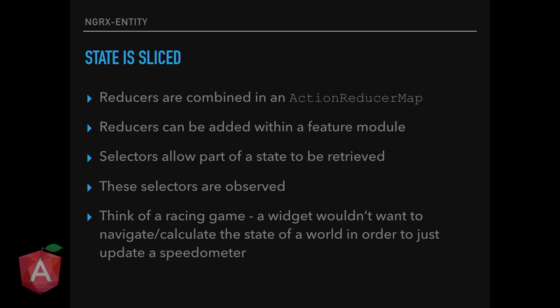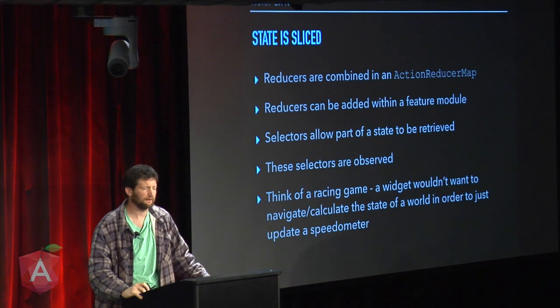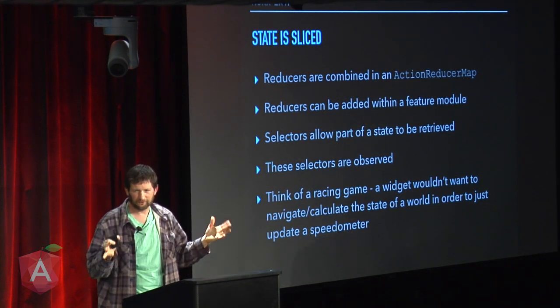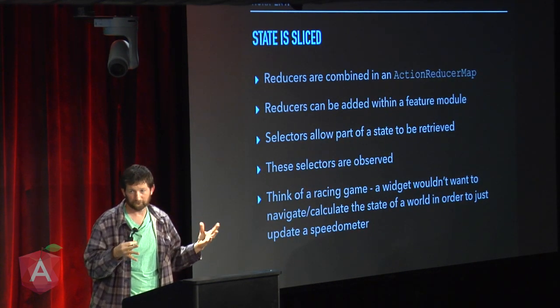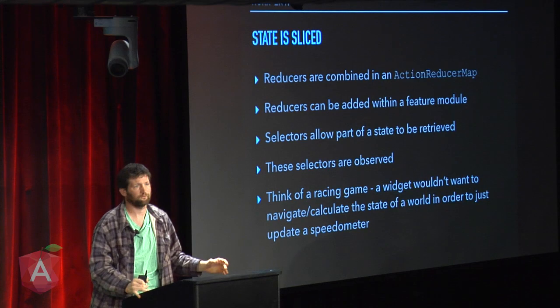So sometimes they get combined in these action reducer maps, which are like a hash that references basically all the different reducers. They reference the state of the system, and it's a map that lets you observe different parts of the state of the system, and you can slice across it.